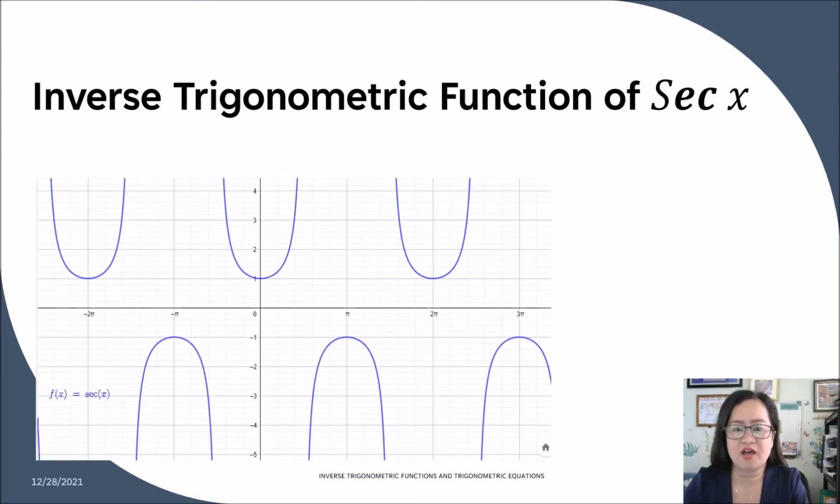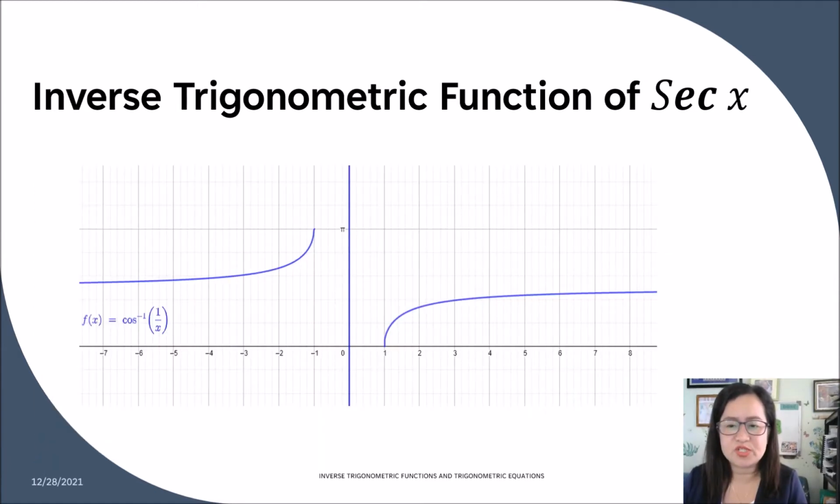Now let's have the inverse function of secant x. We consider the interval from 0 to pi. As you can see, we can draw a horizontal line at any point, and we can see that there is only one point of intersection. Therefore, the inverse of the function secant x at this interval exists.